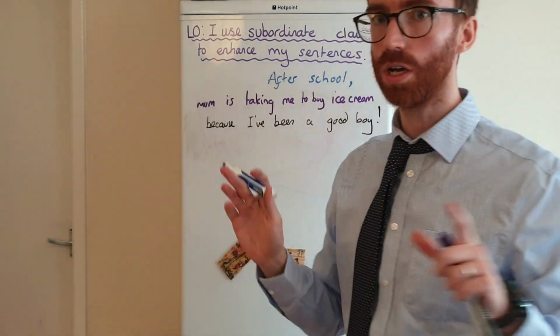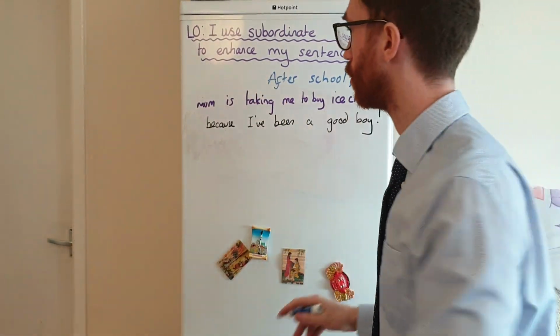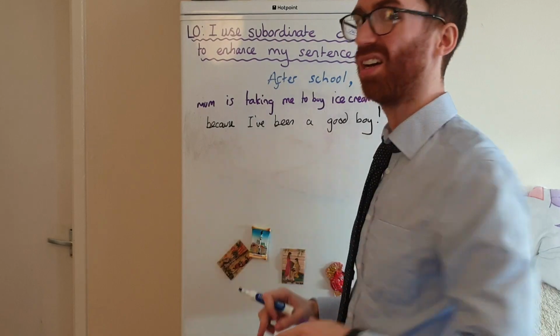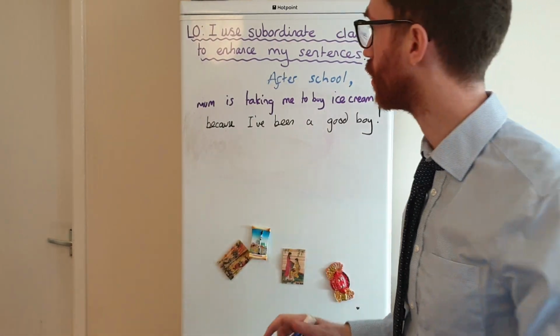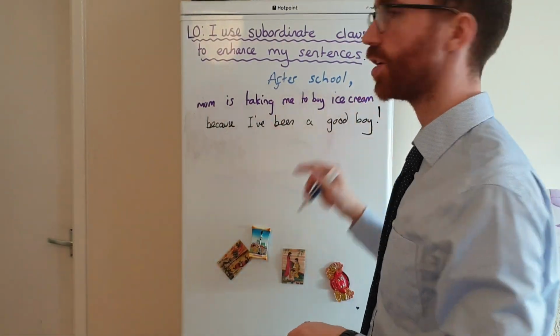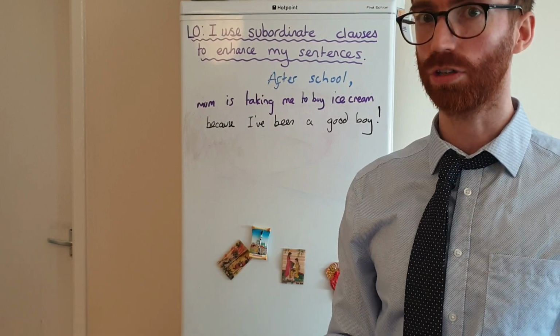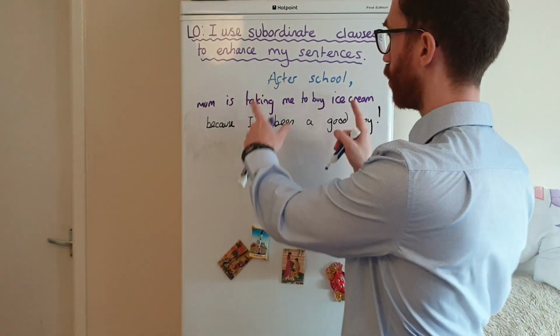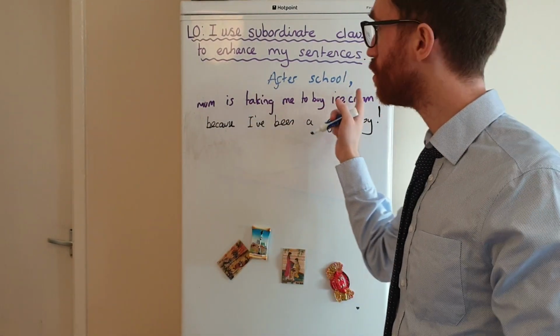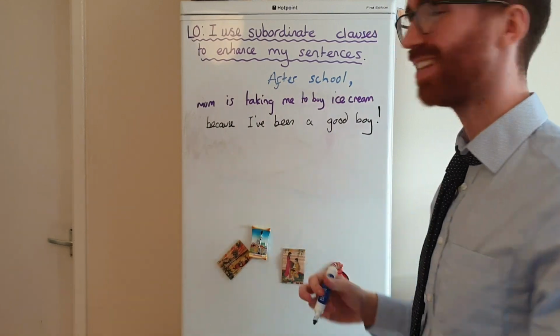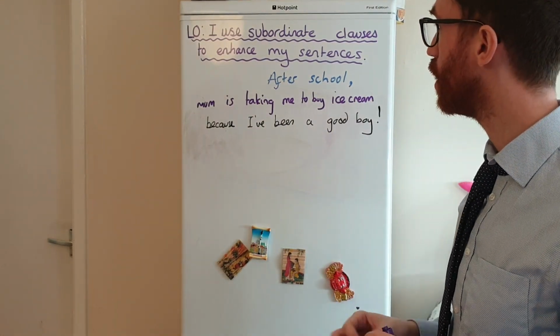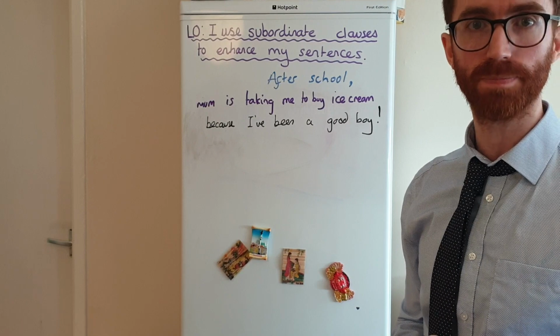After school, not a sentence, it's a subordinate clause. Because I've been a good boy, not a sentence, it's a subordinate clause. Mum is taking me to buy ice cream. That's a main clause, it works on its own. Notice when I put the subordinate clause at the start of the sentence, I need to use a comma. When I pop it on at the end, I don't need it. After school, Mum is taking me to buy ice cream.